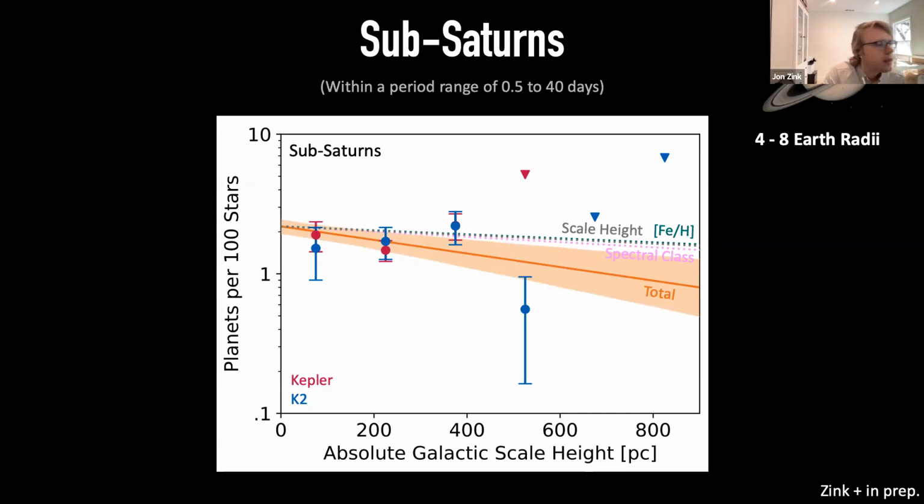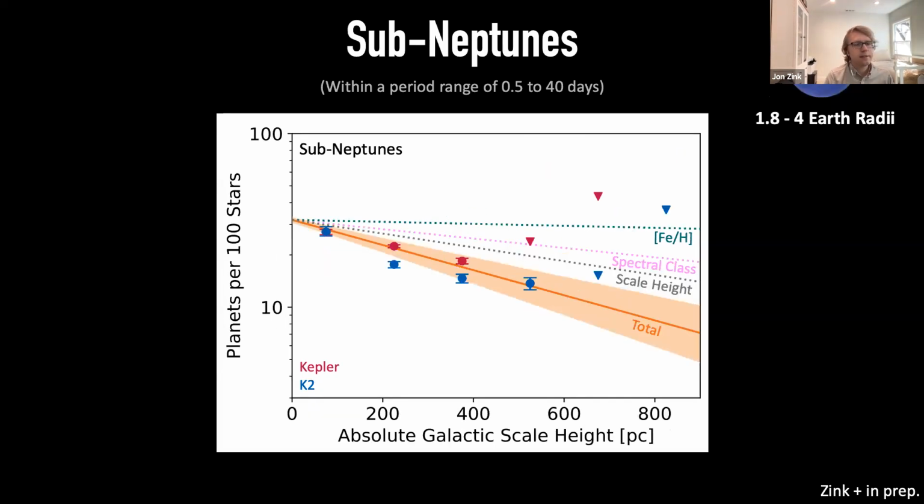All right, let's move on to the next class, the sub-Neptunes. This is where it gets really interesting. We see a really strong downward trend. We know metallicity doesn't play a big effect on the sub-Neptunes, and spectral class certainly plays an effect, but it's not quite enough to explain this downward trend. We need some third parameter, which is scale height dependent, to explain it. That's really interesting. As we move away from the midplane, we're finding planet occurrence reduces for the sub-Neptunes.